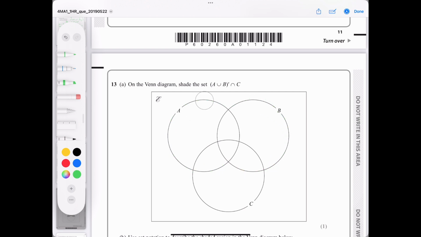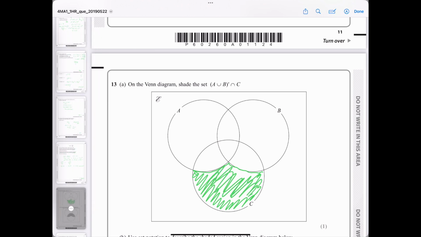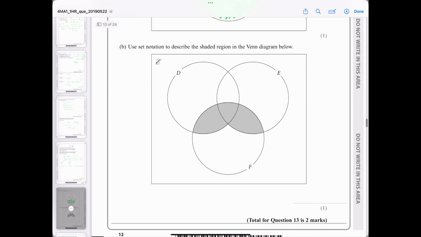But it does say intersection with C. So it must mean this bit here. So basically ignore that bit. All that bit's wrong, so we're shading this bit here. It's not beautifully shaded, is it? But there we go. That'll do. Now, what on earth does that mean?